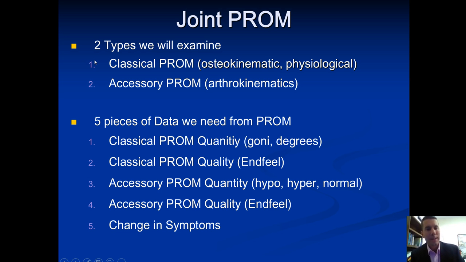Classical range is what you already think of when you think of passive range. That's moving the limb through a range of motion, right? That will be synonymous with osteokinematic movement or physiological movement. All 3 of those terms mean the same thing. Moving a limb passively through a range of motion.